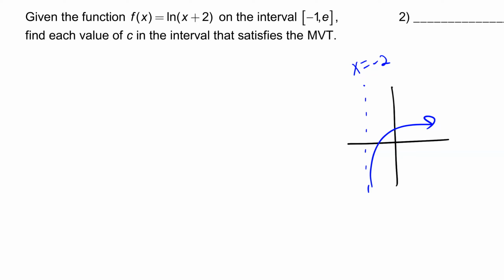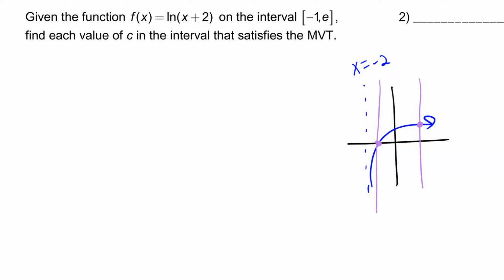That's it. But here, we're going from -1 to e. So -1 is about right here, and e is probably something right here. So this is the interval we're going. Can we apply mean value theorem? Yeah, because I just showed you the interval, right? It's continuous between these points, it's differentiable between these points, and my endpoints are defined. Okay, I can apply mean value theorem.